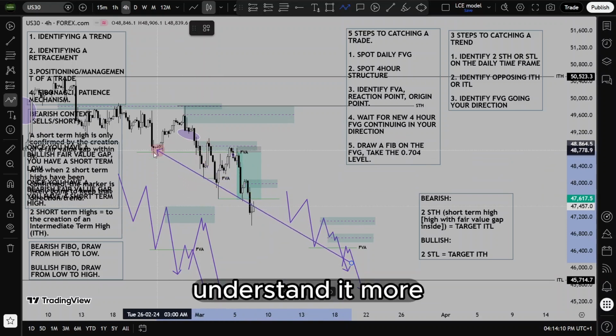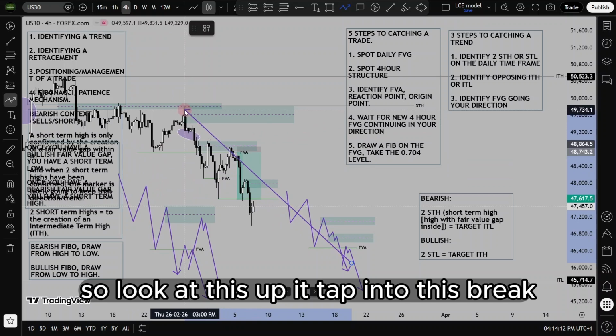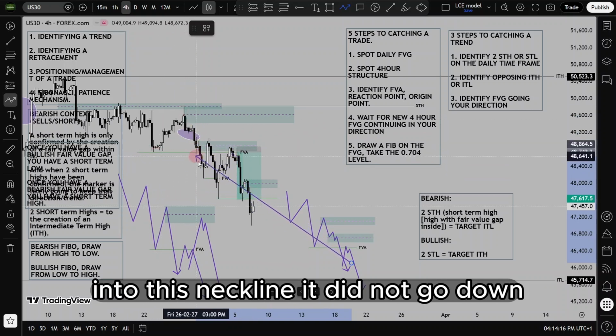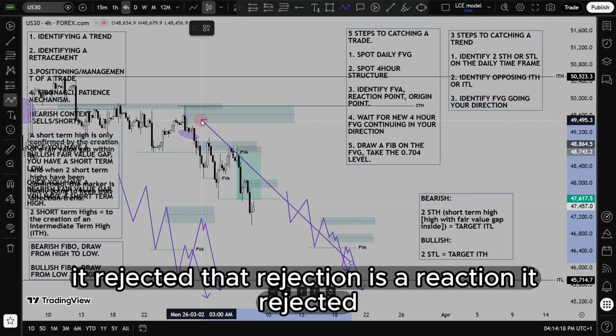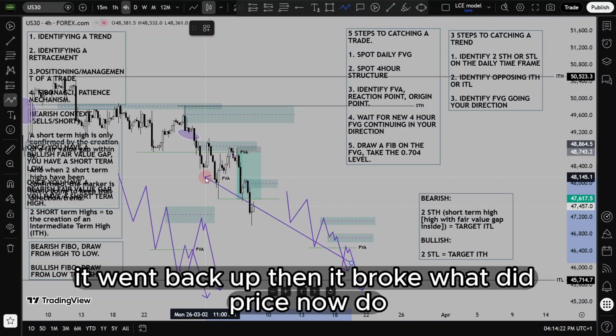Like, understand it more. So look at this. Up, it tapped into this break, into this neckline. It did not go down, it rejected. That rejection is a reaction. It rejected, it went back up, then it broke.